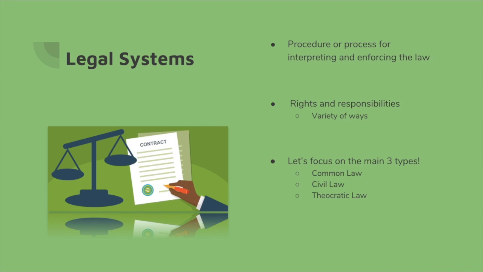Legal systems. A legal system refers to a procedure or process for interpreting and enforcing the law. It elaborates the rights and responsibilities in a variety of ways. These ways can be elaborated into 3 main types of legal systems: 1. Common law, 2. Civil law, and 3. Theocratic law. Let's start with common law.